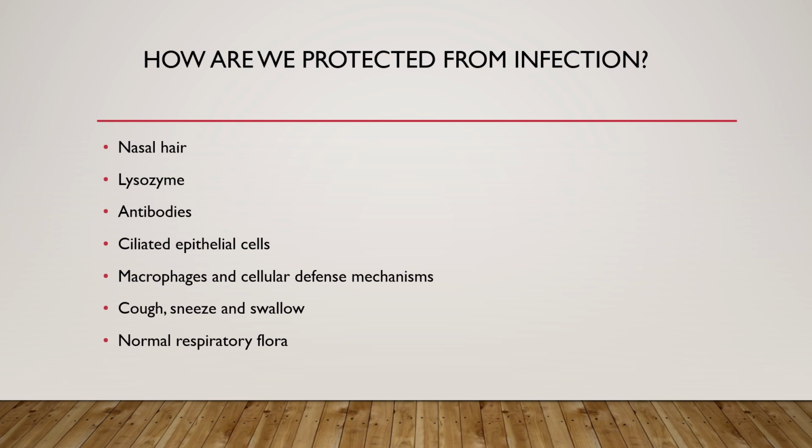We have macrophages and our cellular defense mechanisms. We've got macrophages, neutrophils, and monocytes, and those are all part of our second line of defense, which is phagocytosis and inflammation. We have the ability to cough, sneeze, and swallow, either coughing out organisms that could be pathogens, sneezing them out, or swallowing them down and expelling them that way. And then finally, we have normal respiratory flora. These are organisms that live in the upper respiratory tract that compete with pathogens for nutrients and things of that nature.